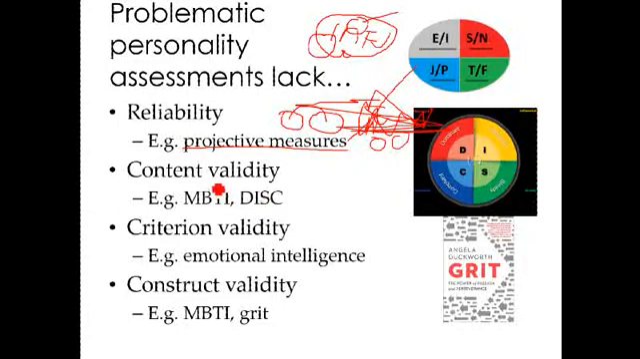Next is content validity. Is it measuring the full scope of what matters for someone's personality? Content validity is, does it cover the content it's supposed to cover? Now, the Myers-Briggs Type Indicator is based on a kind of approximate model of personality as Carl Jung envisioned it and as adapted by Myers and Briggs.